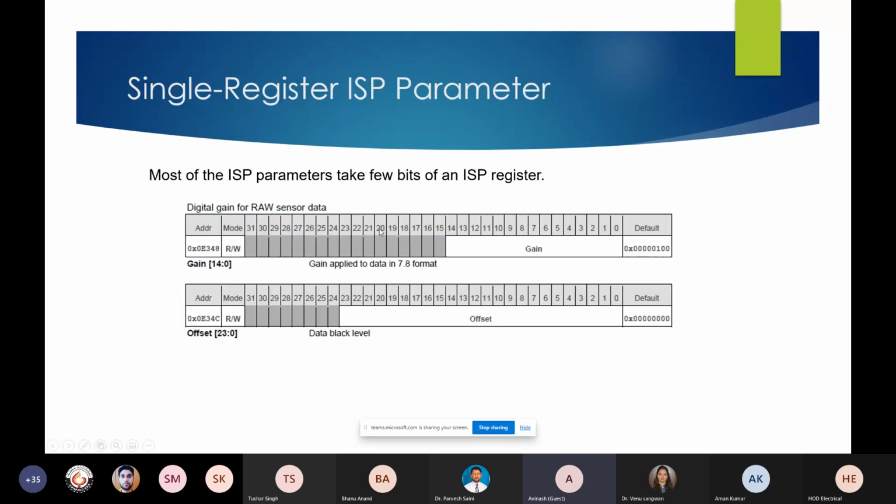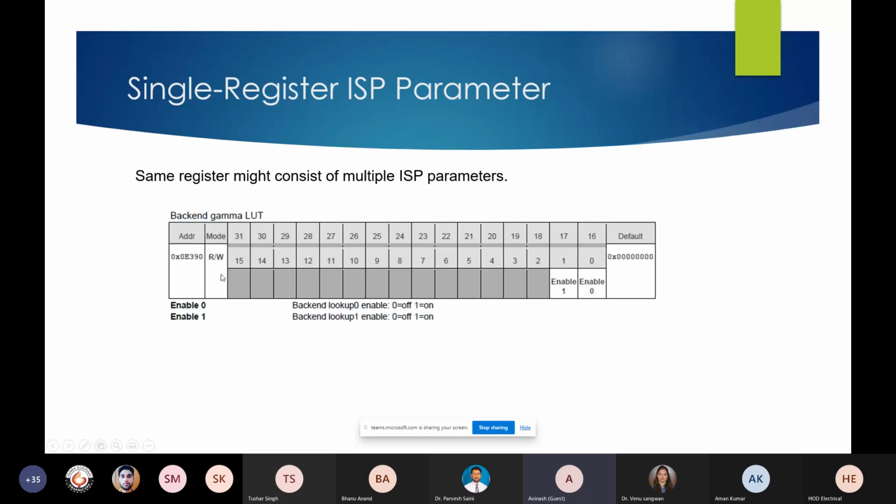Some examples of a parameter here would be this gain parameter or offset parameter, which is taking 14 bits of this particular register in the ISP. There could be multiple parameters within the same register as well, where this one is setting to enable or disable one of the lookup tables in the ISP. This one is for another lookup table. So they are kind of independent of each other. So we need to actually abstract these out into two different parameters instead of treating this register as a single thing.